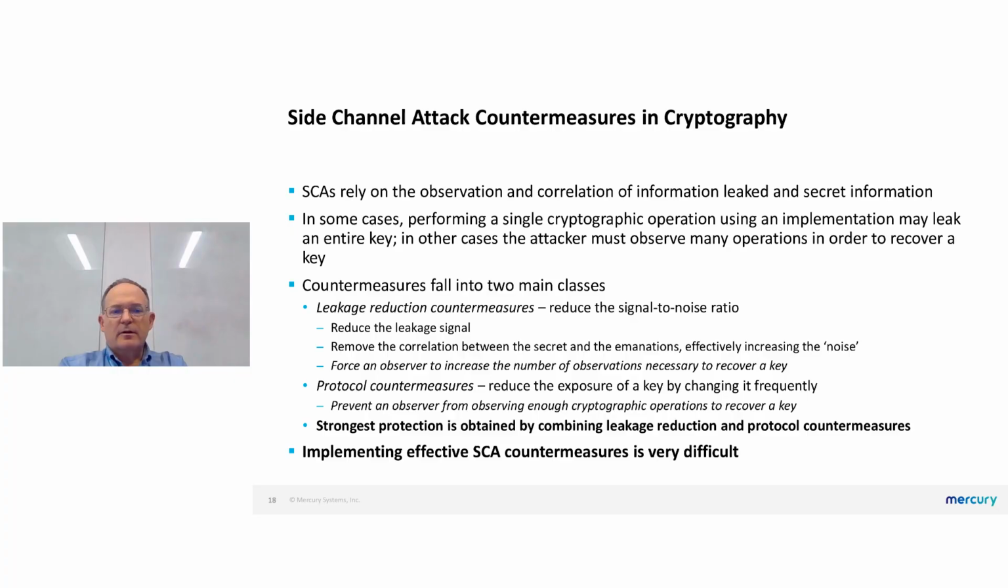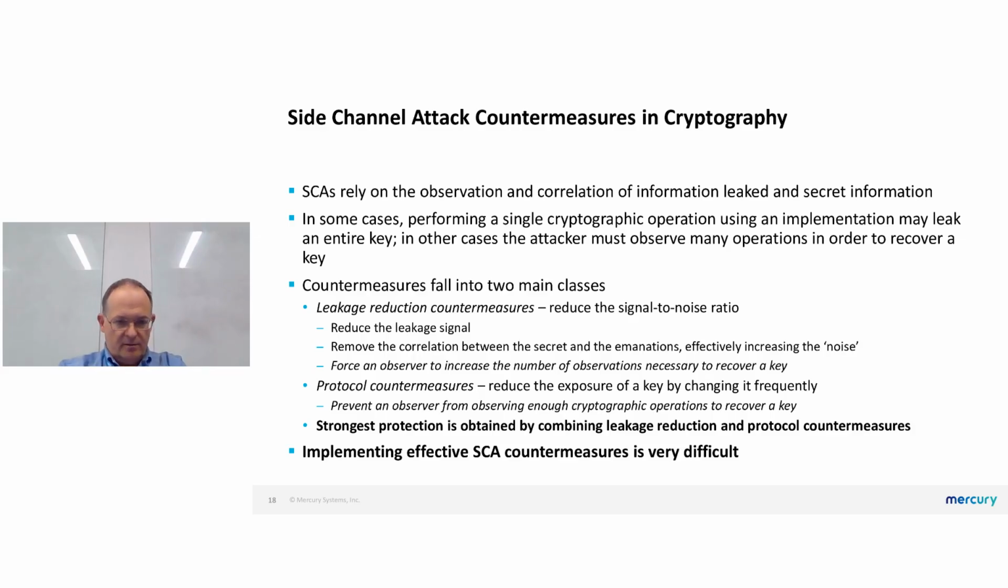In the case of Mercury's own implementations, they've demonstrated that solutions that don't have countermeasures literally leak keys in maybe even hundreds of operations, whereas implementing leakage reduction countermeasures can increase that to orders of magnitude higher. Millions, tens of millions, even hundreds of millions of operations have to be observed successfully in order to recover a key. So what this means is the effective lifetime of a key can be extended.